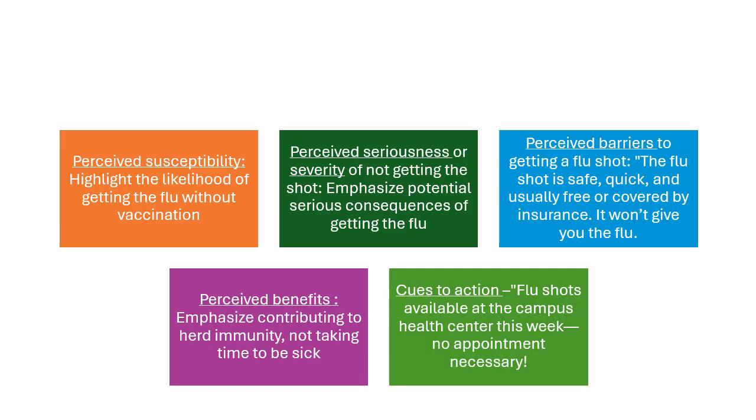So let's apply these constructs to another health example, and that is getting the flu shot. So in order for somebody to get a flu shot, they first have to perceive that they are susceptible to getting the flu without being vaccinated. And so they have to feel that they're susceptible to this issue. And so the flu shot helps them to not get the flu.